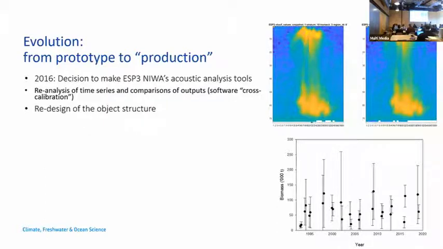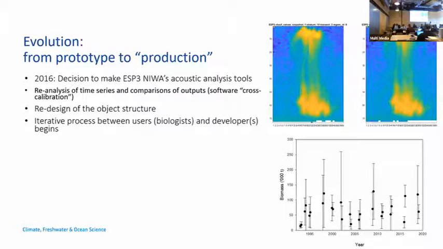Going from the prototype to the production level, we had to go through quite a few processes, like the redesign of the object structure. I had to spend a lot of time with biologists trying to get an interface that was suitable for them to use so that they could actually interpret visually the nature of the marks properly.